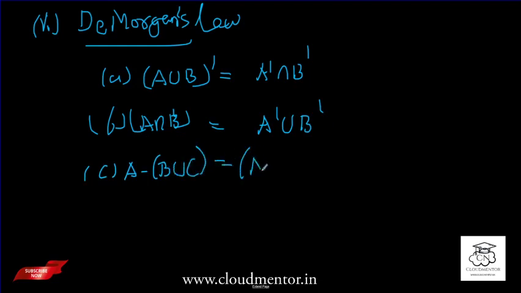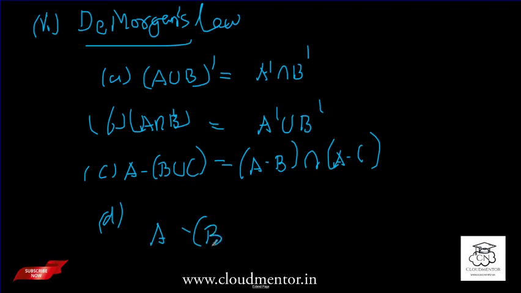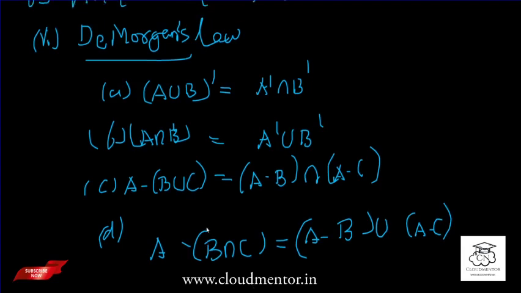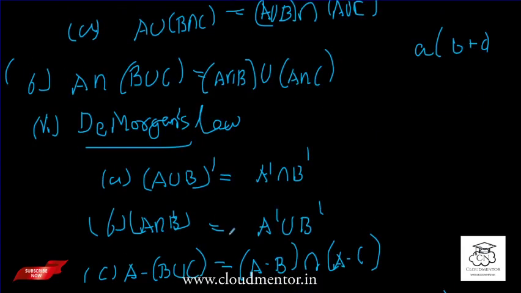A minus B union C equal to A minus B intersection A minus C. And D, it is A minus B intersection C will be equal to A minus B union A minus C. So these were the laws related to sets, that is, all laws of algebra of sets.